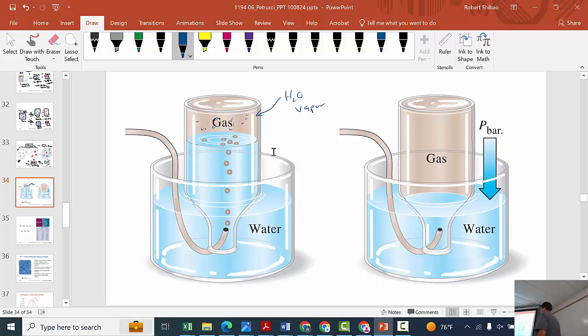So this slide is showing you a couple of different things. One, and this is a very common method of collecting gases. A lot of gases are insoluble in water, like CO2. CO2 will bubble out. Hydrogen will bubble out. However, other gases aren't so insoluble.